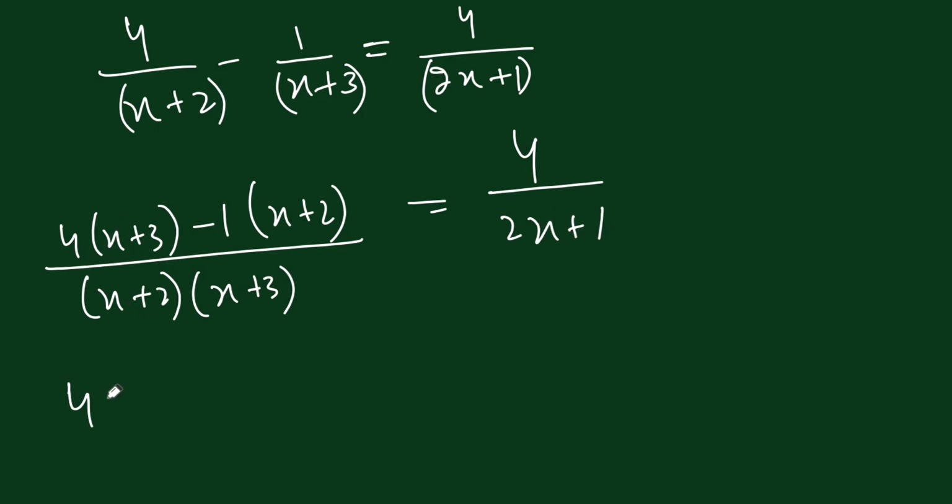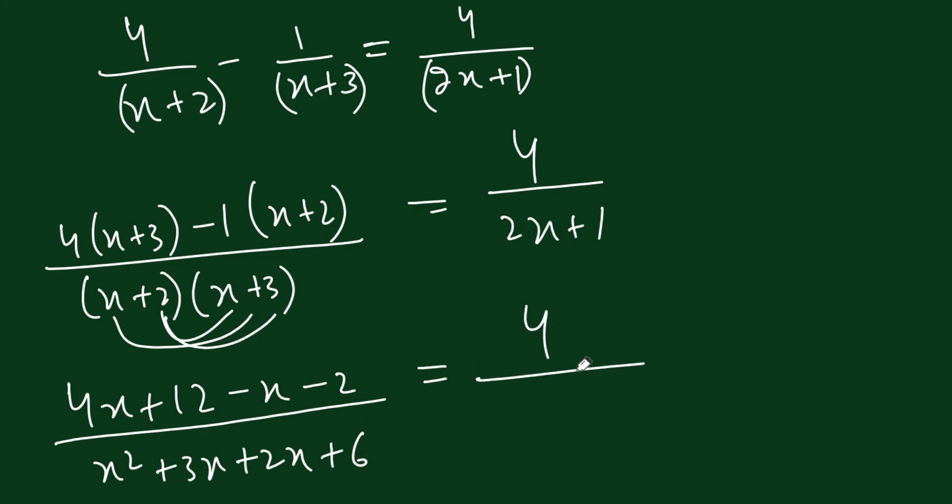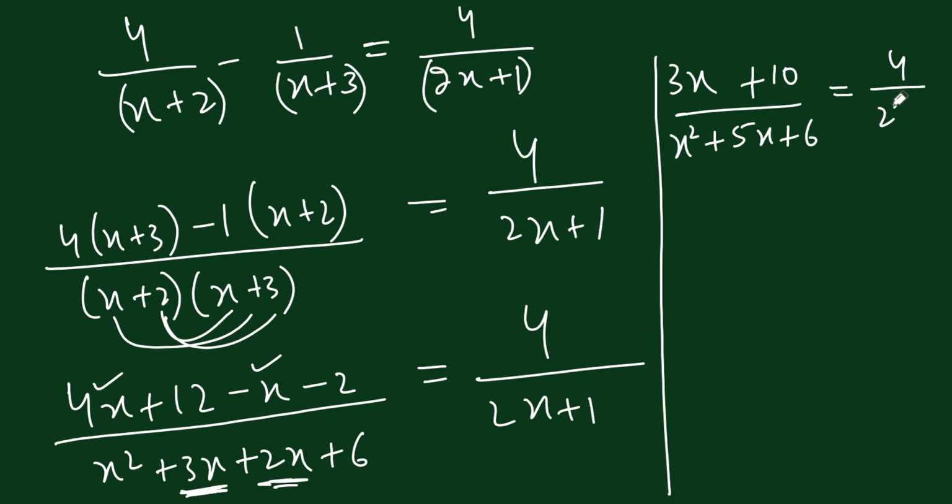So this will become, on opening, 4 into x, 4x, 4 into 3 is 12, minus 1 into x is minus x, minus 1 into 2 is minus 2, whole divided by x into x, x square, then x into 3 is 3x, 2 into x, 2x, 2 into 3, that's 6, is equal to 4 by 2x plus 1. Further, you can see on the top here, 4x and minus x are like terms, so it becomes 3x. 12 minus 2 is plus 10, divided by 2x and 3x look like the same term. x square and x are not the same term. So in division it comes x square plus 5x plus 6 is equal to 4 by 2x plus 1.